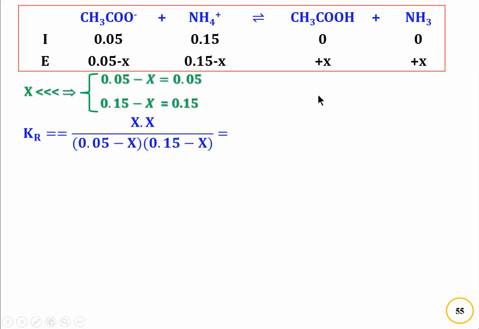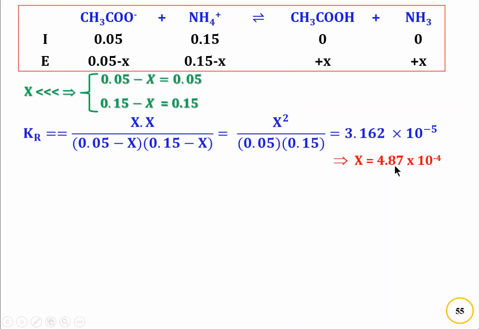We transform Kr to the concentration, so we divide by V total equal 1 liter. If x is in mole, we have to divide it by V total equal 1 liter. We obtain the same ratio. Kr equals x² divided by 0.05 times 0.15, and x is negligible as we said, so we can calculate x² equals 3.162 × 10^-5. Therefore, x is equal to 4.87 × 10^-4.